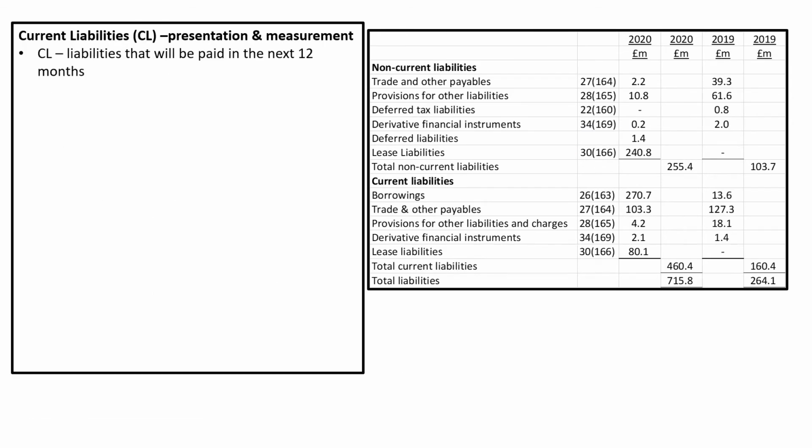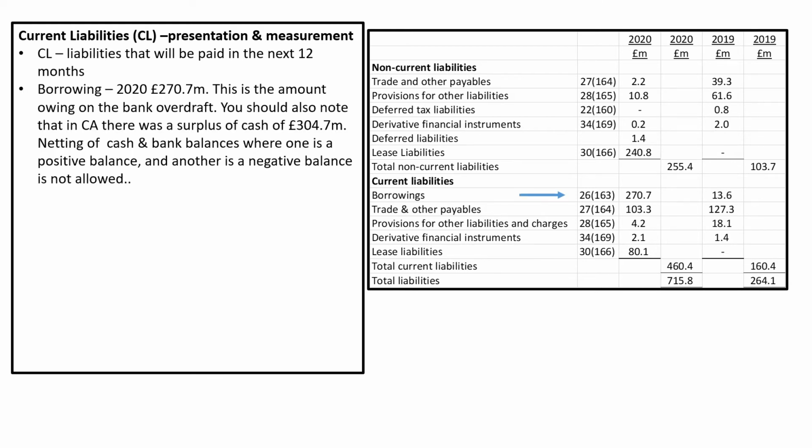Current liabilities. These are liabilities that will be paid in the next 12 months. Borrowings in 2020 of 270.7 million. This is the amount owing on the bank overdraft. You should also note that in current assets there was a surplus of cash of 304.7 million. Netting of cash balances where one is a positive balance and another is a negative balance is not allowed.